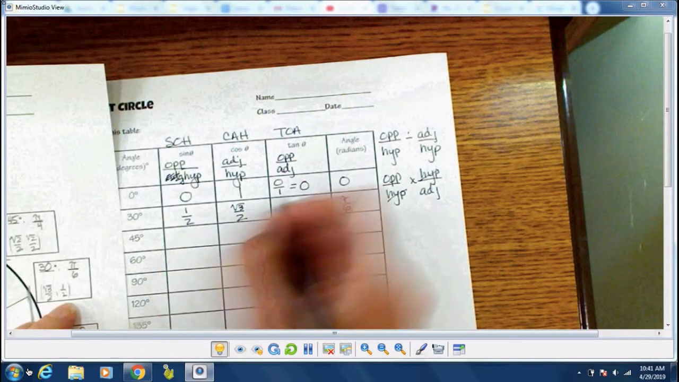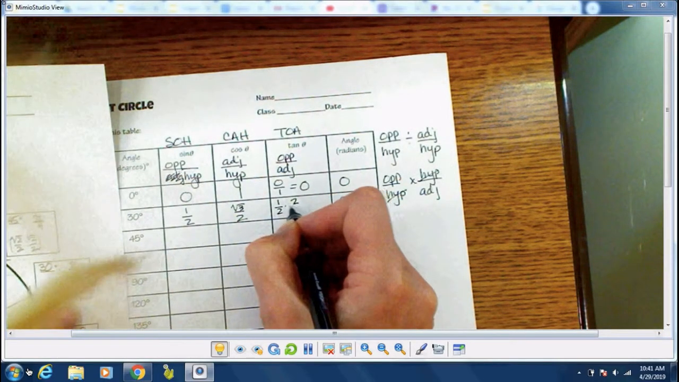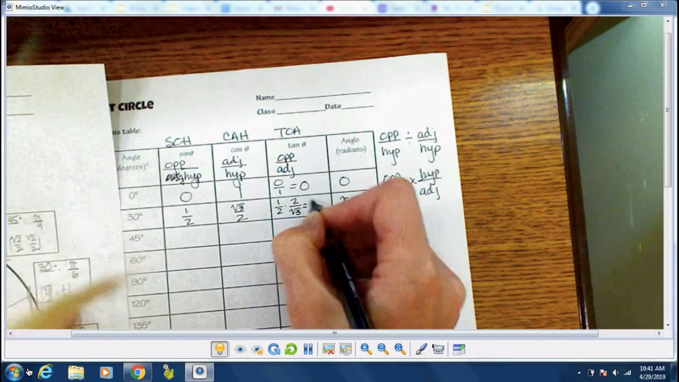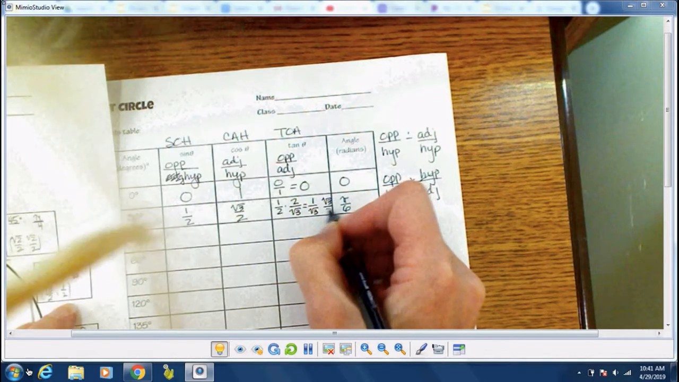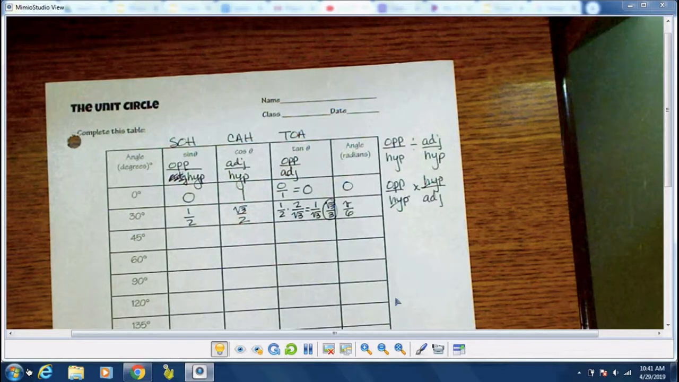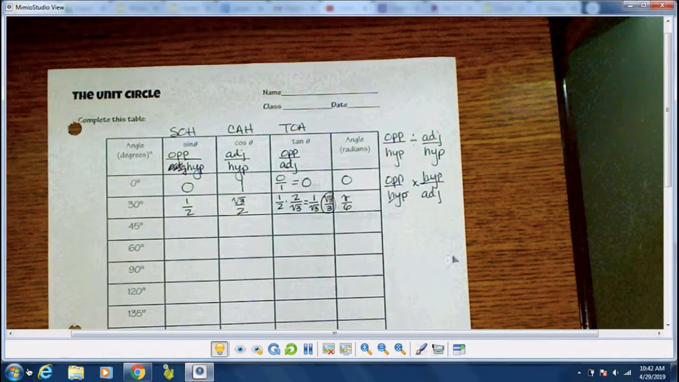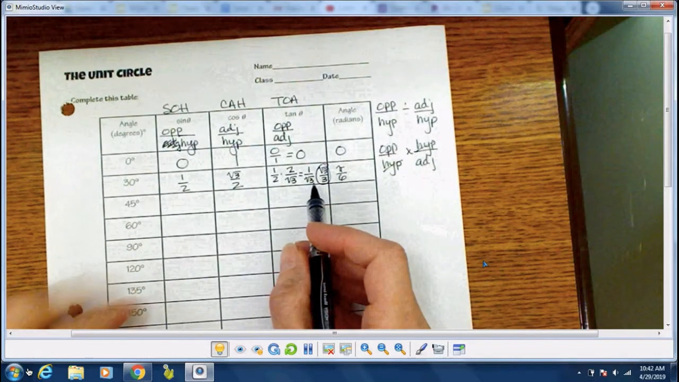Tangent is the opposite over the adjacent, or sine divided by cosine, so I just kept it, changed it, flipped it. Can't have a radical in the denominator, so multiplied numerator and denominator by square root of 3, giving square root of 3 over 3.